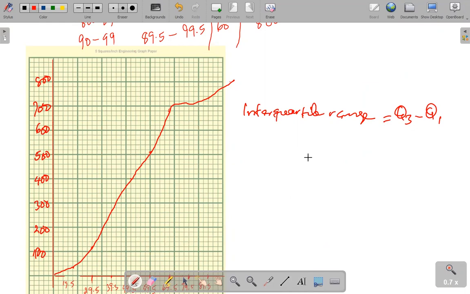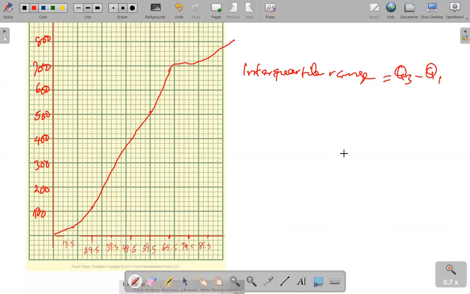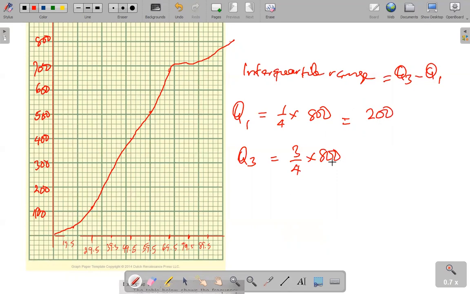So how do we get that? Remember that our total cumulative frequency is 800. So 25% of that will give us the lower quartile Q1. Q1 is 25% of 800, or 1 over 4 times 800, while the upper quartile Q3 is 75%, which is 3 over 4 times 800. Then 1 over 4 times 800 is 200, while 3 over 4 times 800 is 600.